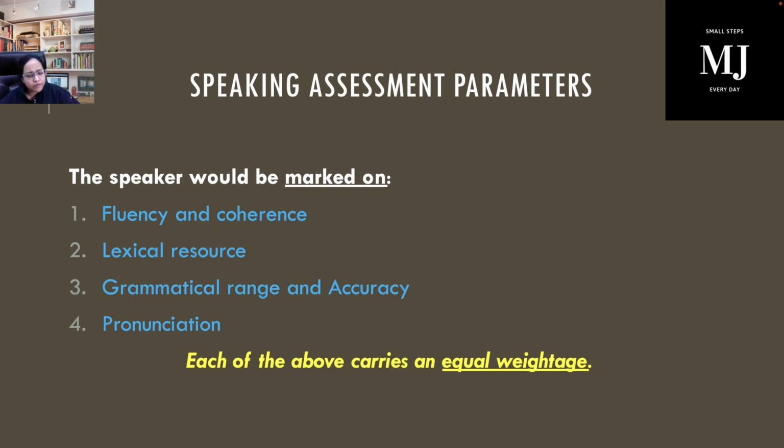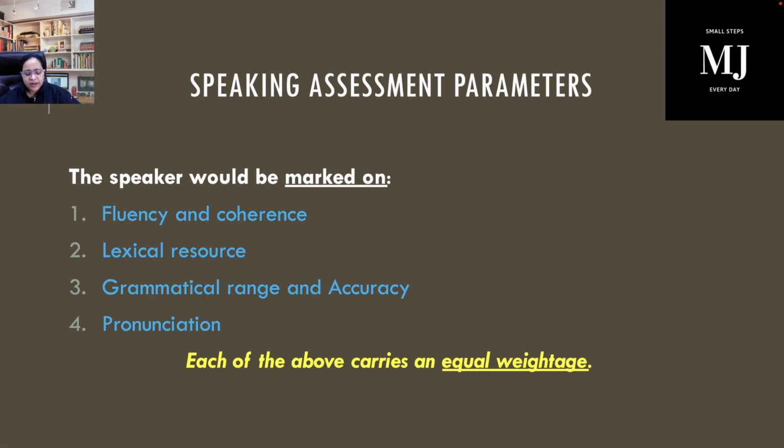So if you remember my previous video, you must be sure by now about these speaking assessment parameters. We as speakers would be marked on certain things: fluency, coherence, high range vocabulary, that is lexical resource, grammatical accuracy, as I talked about the tenses being correct and all that, grammatical range, that means the use of complex sentence structure using the conjunctions and the linking words and all, and less use of simple sentence structure, and of course pronunciation. Also, do keep in mind that each of the above carries an equal weightage.